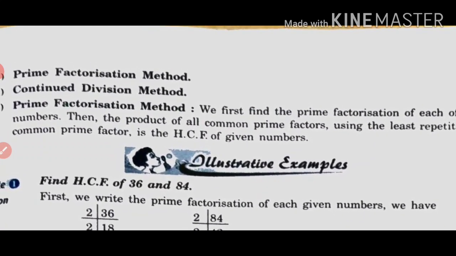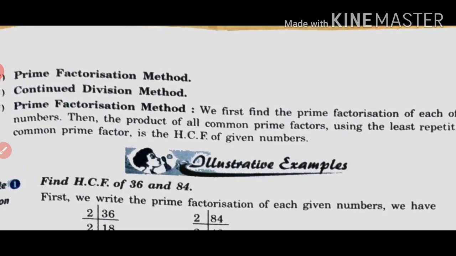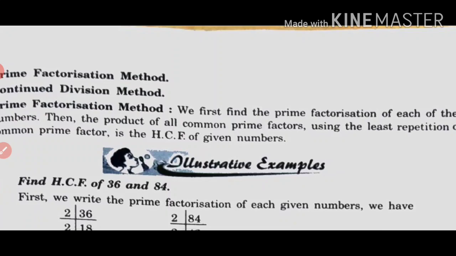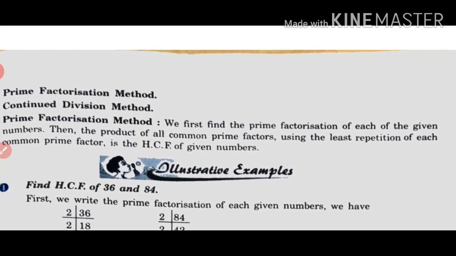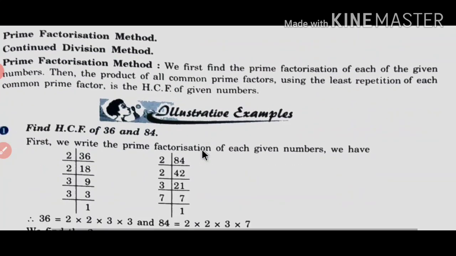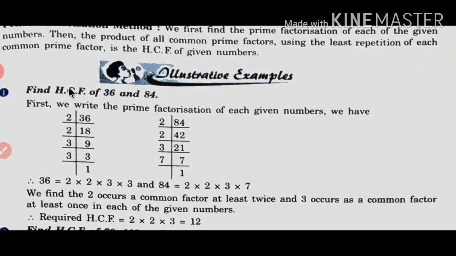So first we'll see what the prime factorization method is. As we know how to find prime factorization, we first find the prime factorization of each of the given numbers, then the product of all common prime factors using the least repetition of each common prime factor is the HCF of the given numbers. So let us see one example. Find the highest common factor of 36 and 84.